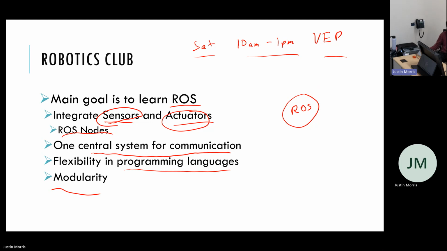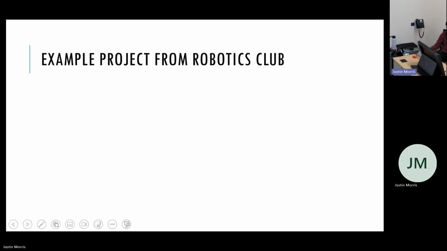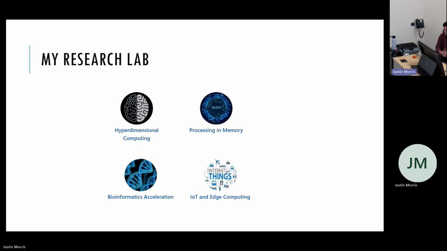Any questions on this? All right. Well, we kind of already went over this, right? The robot car example. All right, so the other place, computer engineering.